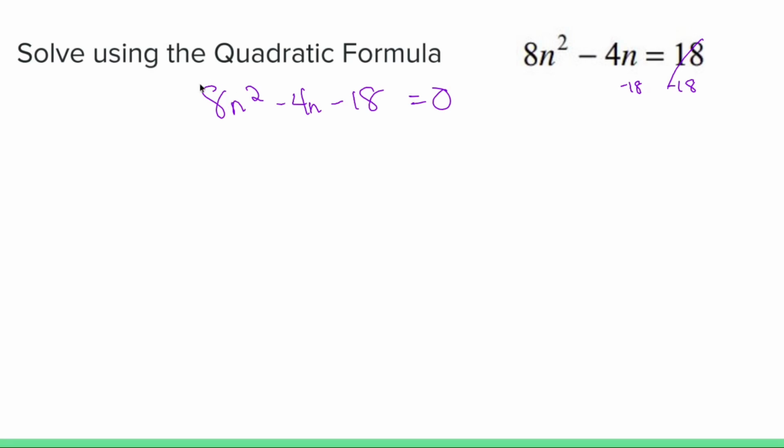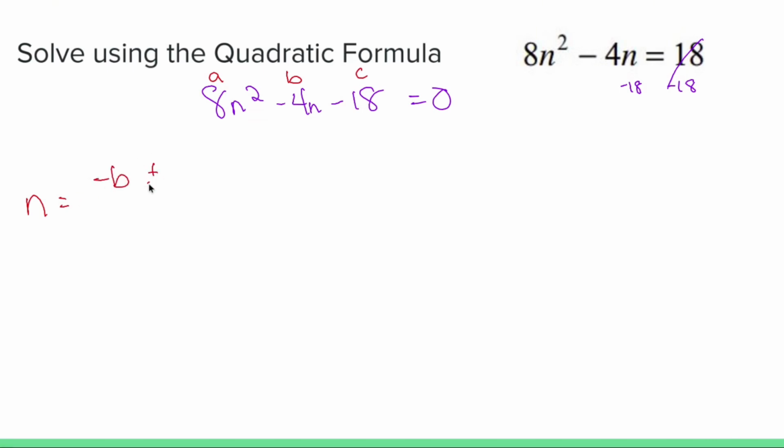Once you have it equal to 0, label the number in front of n squared a, label the number in front of n b, and label the number that's floating around c. Now the quadratic formula is x equals, but this is going to be n equals. And let's sing a song.